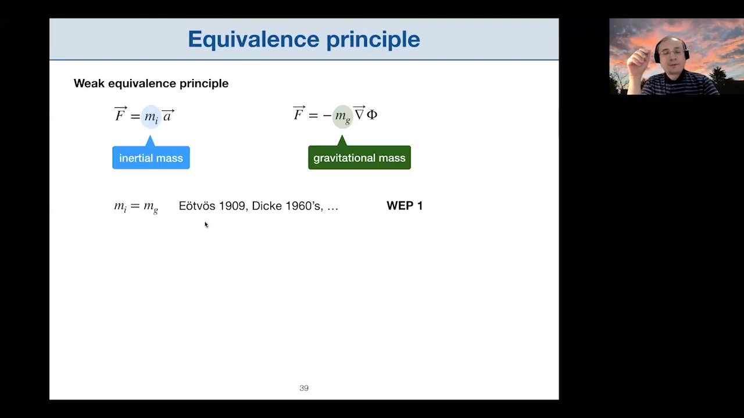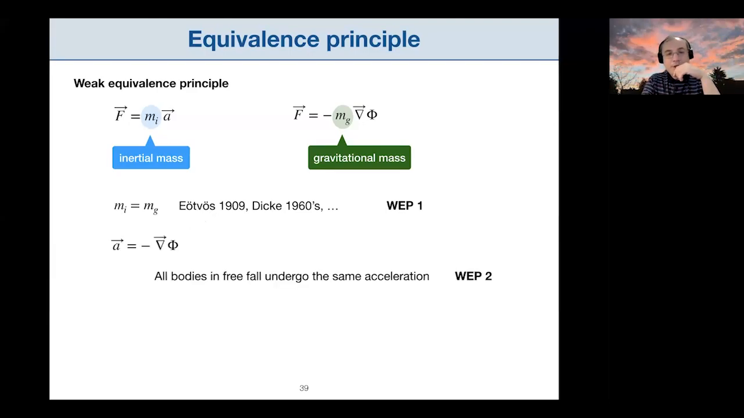In 1909, Eötvös performed his famous experiments where he managed to prove that they're equal with fairly high precision, and this precision was even improved later. So we've got the weak equivalence principle, version one: the inertial mass and the gravitational mass are exactly the same thing. And this has an interesting consequence. If you plug in the gravitational force as the only force acting on a body, both masses being equal, they will disappear from the equations, and the equation of motion will take the form that acceleration is minus the gradient of the gravitational potential. And that's interesting.